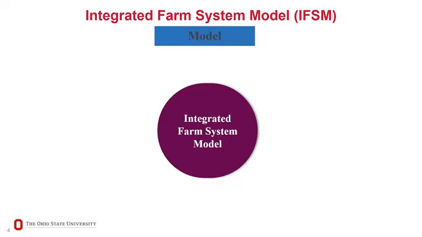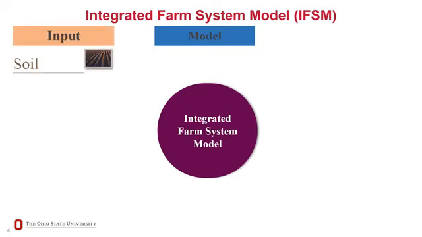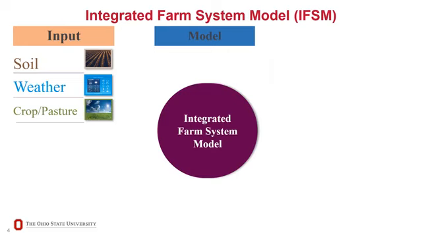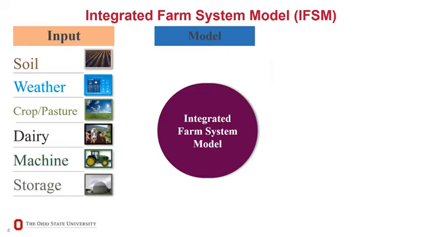The Integrated Farm System Model is the model we are going to use in this project. This was developed by the USDA, using 25 years of research data to build this model. It also needs input. So what are the inputs? We talk about soil information, like soil pH, soil carbon, or the major nutrients like nitrogen and phosphorus. And the weather information like temperature, precipitation, humidity, and the crop, dairy, machines, storage, as well as the cost related information. So these all could be the inputs for the model.